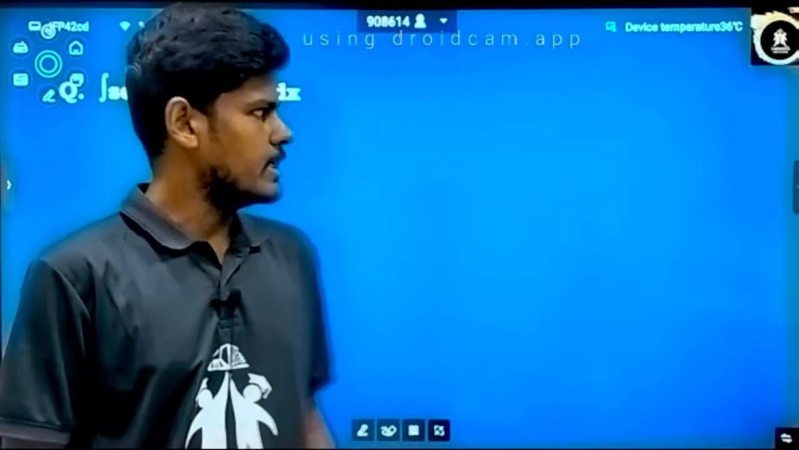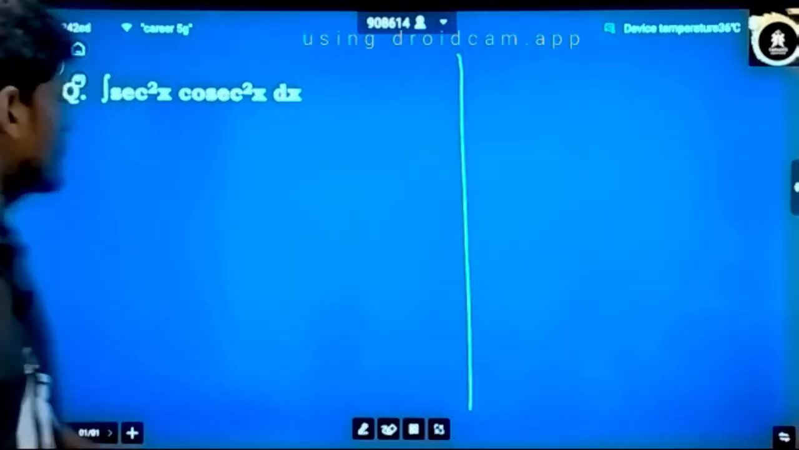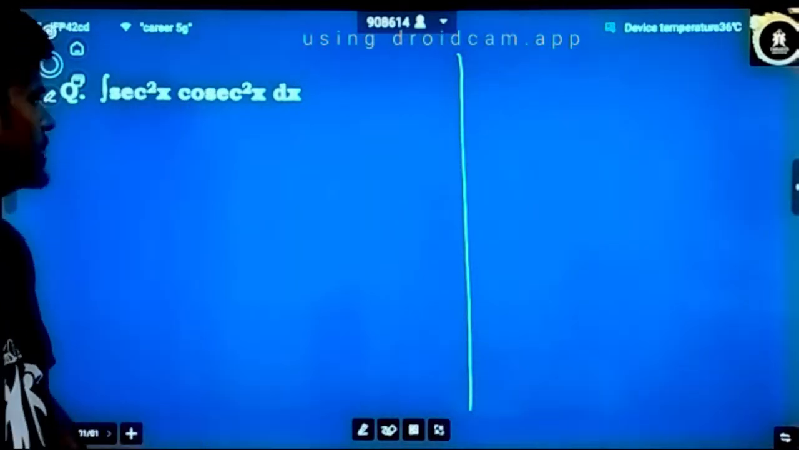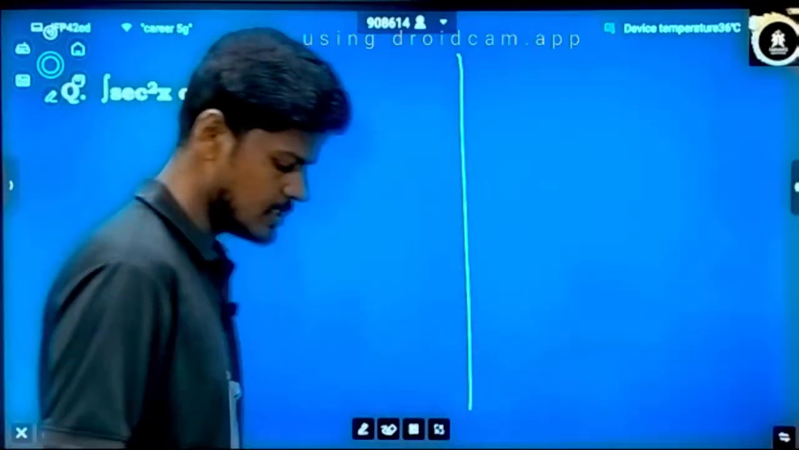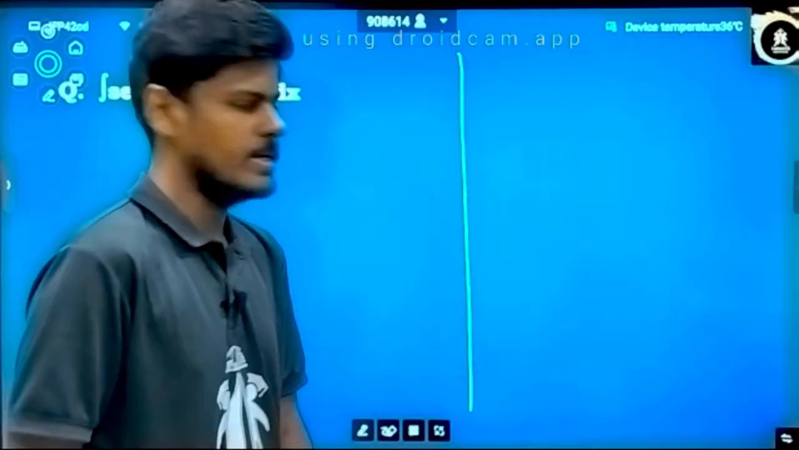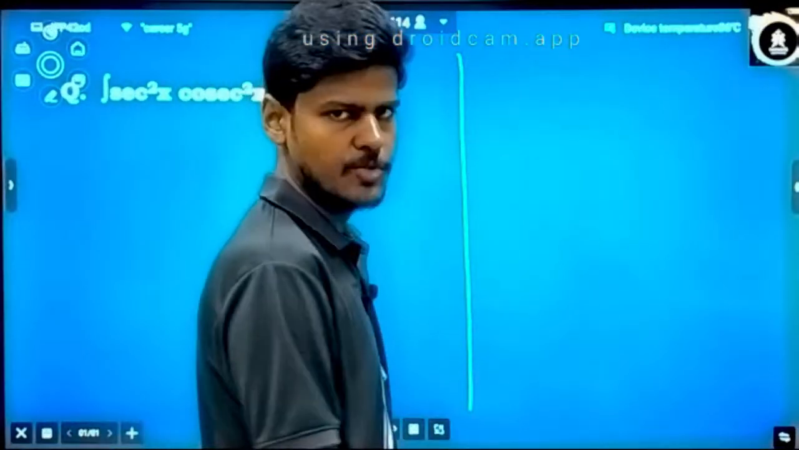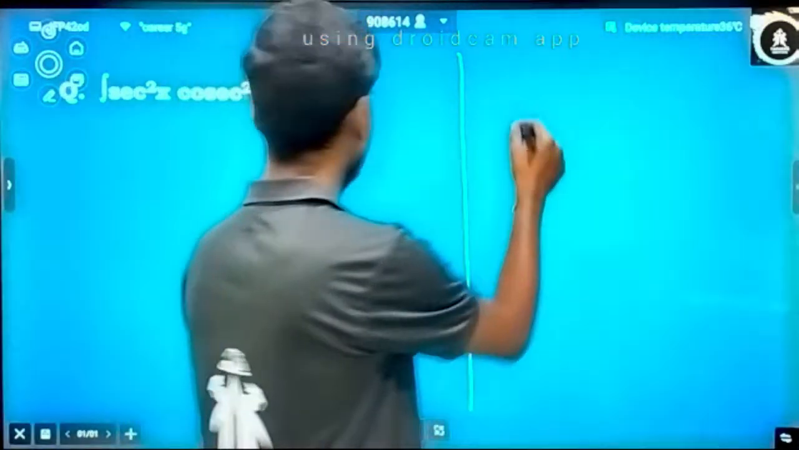Okay, this is another interesting question. You should remember the result. What is the simplification of secant square x into cosecant square x? In competitive exams, you will use this. You should be able to write directly the simplified value of secant square x into cosecant square x. Now we will see the value.